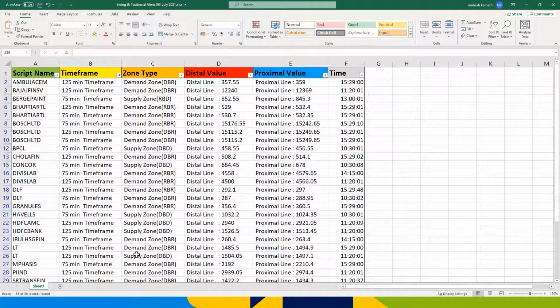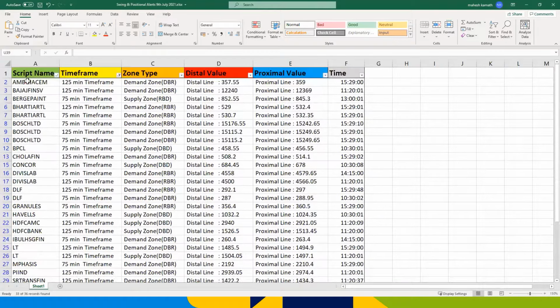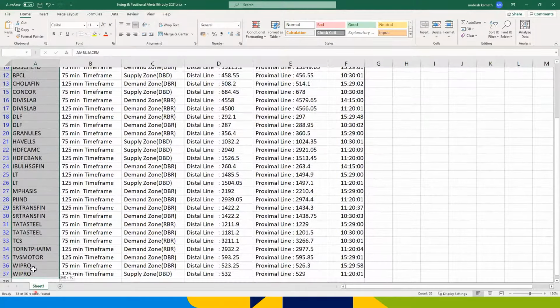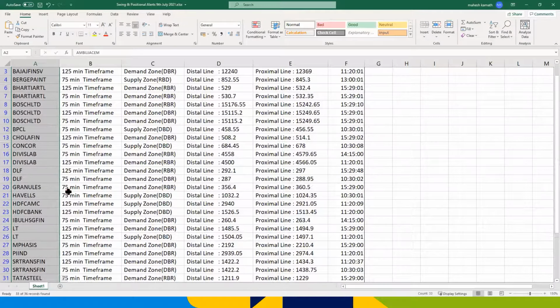Yes. So in alphabetical order, we have this list. So how many stocks? How many alerts do you have? About 33 alerts. In that there is also duplication: SR Transpin 75, 125. Tata Steel also has 2 zones. Divi's Lab. So out of 33, maybe you're looking at only 20, 25 stocks. So does this make life simple for you?